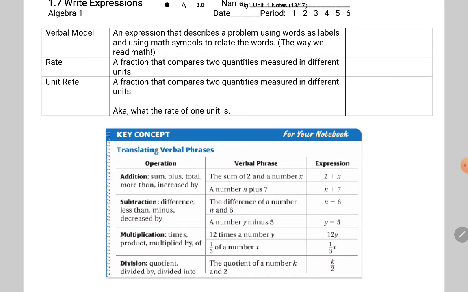A rate is a fraction that compares two quantities measured in different units. And a unit rate is a fraction that compares two quantities measured in different units. So this is like miles per gallon, price per gallon, or dollars per gallon.